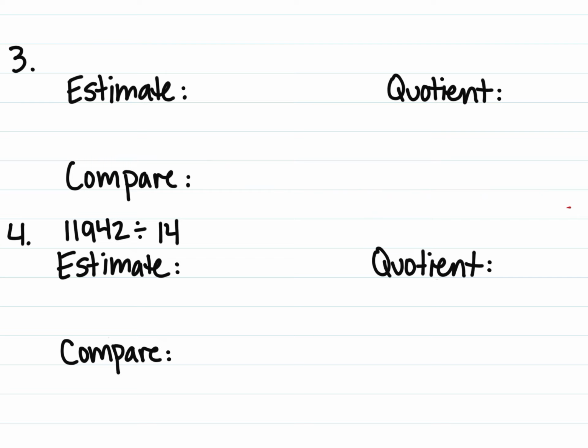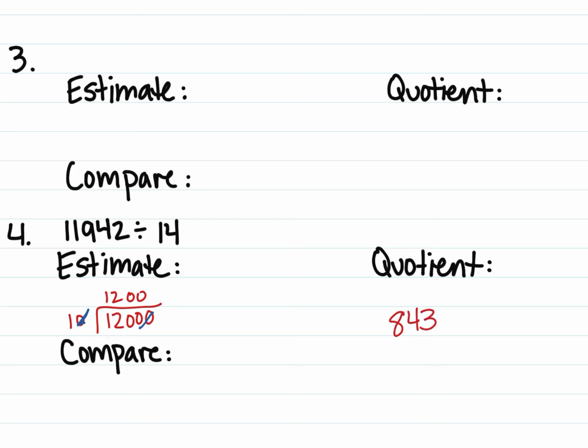For 11,942, we could say that's close to 12,000, or we could say it's close to 10,000 if we are rounding into the 10,000s place. Depending on if you're rounding to the thousands or the 10,000s, you may get a different answer. I am going to round it to 12,000, and 14 I'm going to round to 10. We can divide a 10 out, and we get an answer of 1,200 as our estimation.